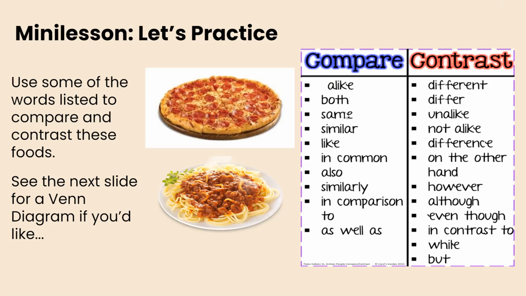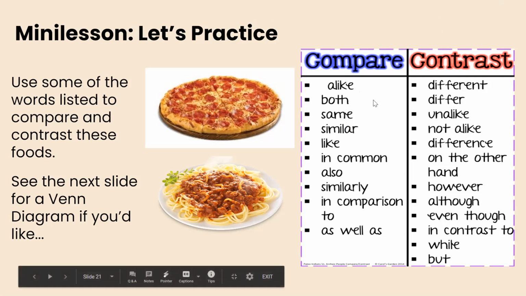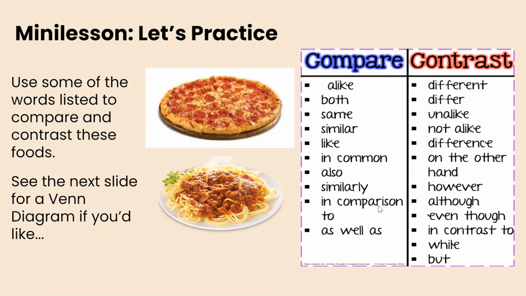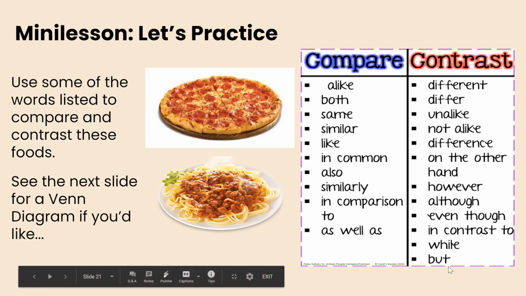Alike, both, same, similar, like, in common, also, similarly, in comparison to, or as well as. All of these are words or phrases that we can use to compare two items, to find the things that are the same. If I want to find the things that are different, I would contrast two items. Words like different, unlike, difference, however, although, in contrast to, or but. These tell me that things are different.